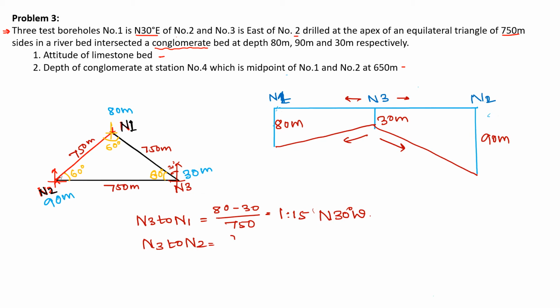And then we have N3 to N2. That becomes 90 minus 30 divided by 750. The answer for this is 1:12.5. N3 to N2 will be due west. So we got these values. With this, we'll start solving the further problem. First let us write it down in a simplified manner.